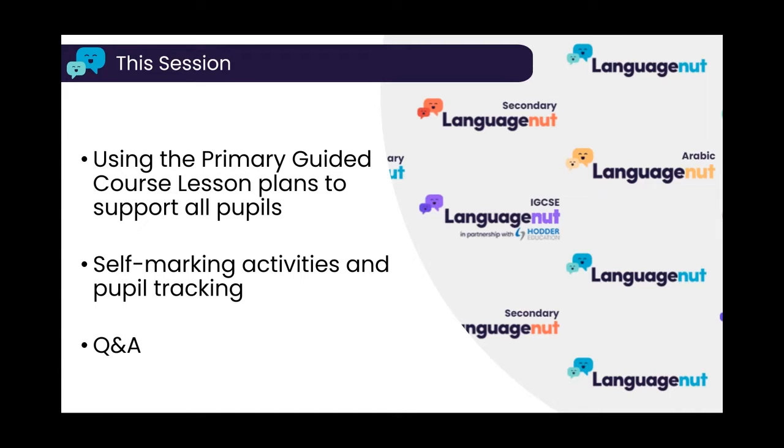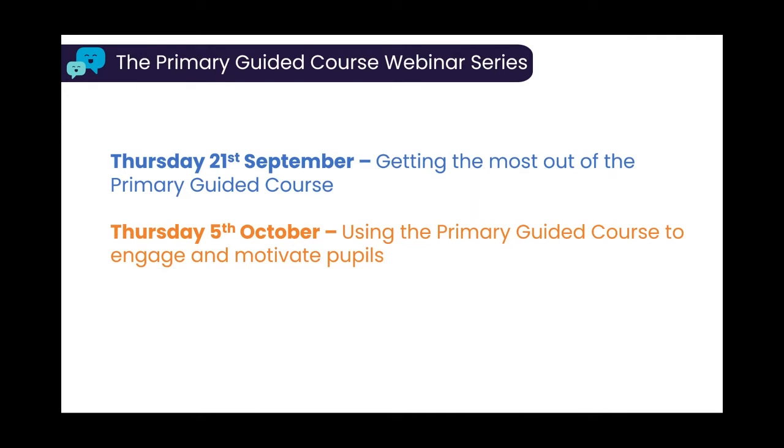So that's this session. As I said, this is session 3 of 3. Our first one was in September, and it was more of a broad brush overview of the primary guided course and talked about where you can find all of the documentation surrounding it, how to use that in order to get the most out of it. And then last week, we also did a session on the primary guided course and all of the different games that we have, both Languagenut games and various language specific games, and some more broad games that we use across the course, so that you can really engage and motivate your pupils.